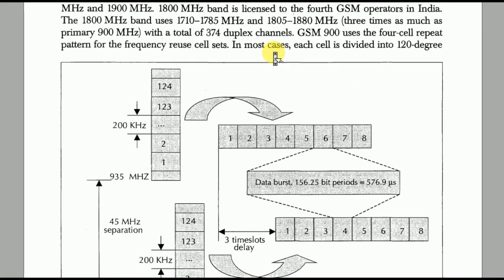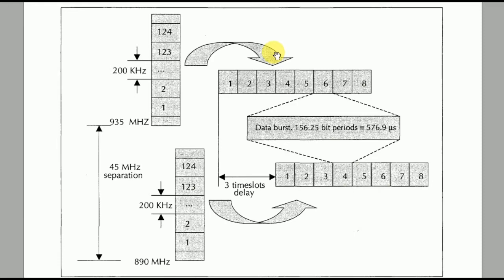Each of these carrier frequencies is then divided in time using a TDMA. So in GSM we are using a combination of TDMA, and the fundamental unit of time in this TDMA scheme is called a burst period, and it lasts approximately 0.577 millisecond. So this is called a burst period.